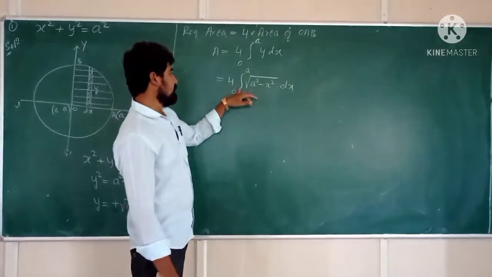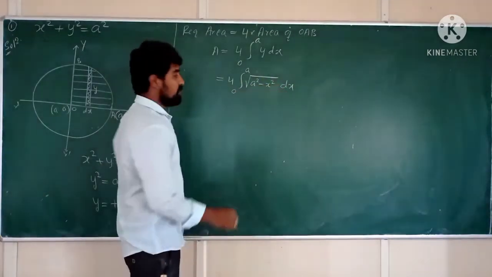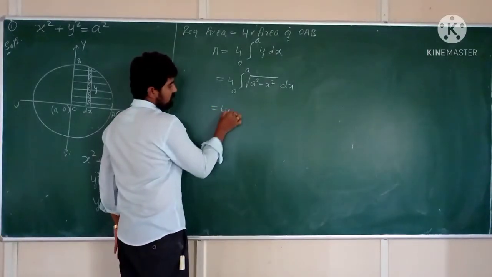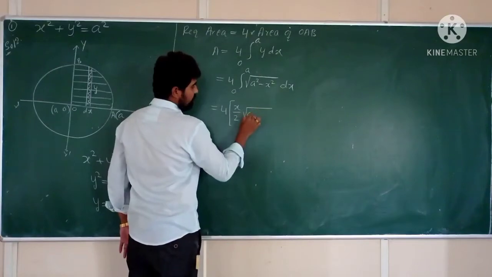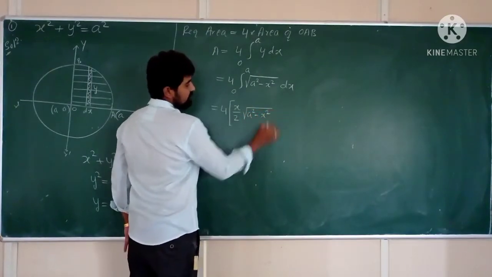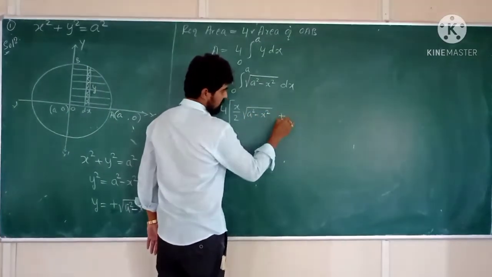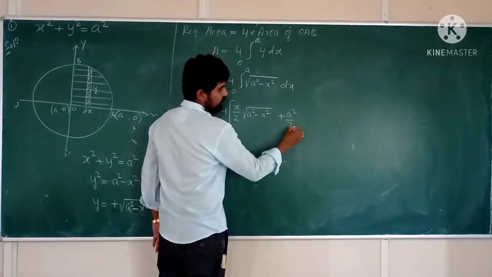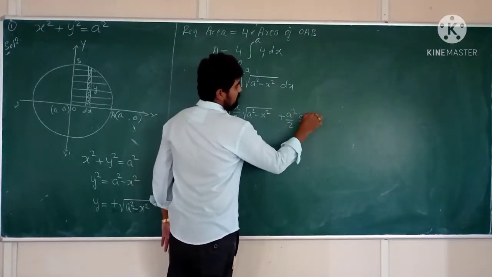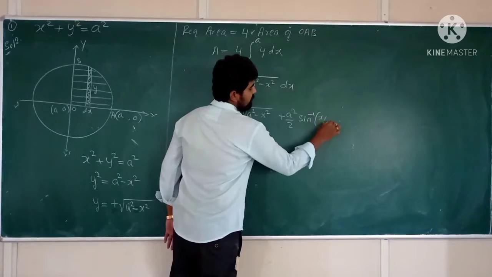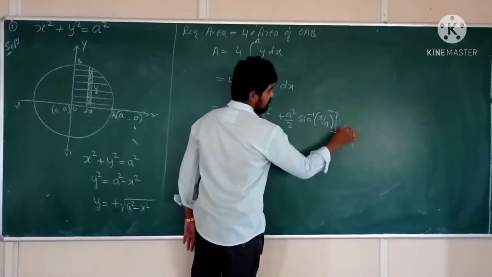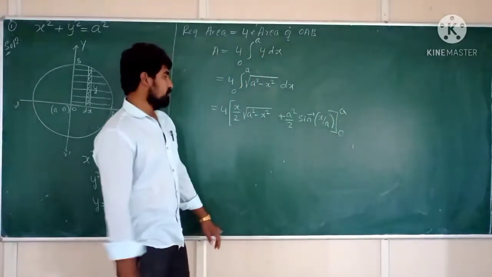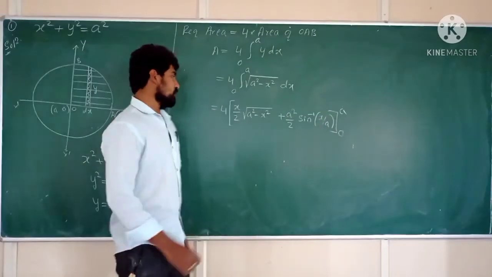We know that integration of square root of a square minus x square formula is what? x by 2 into square root of a square minus x square plus a square by 2 into sin inverse of x by a, over the limits 0 to a. Now we need to apply upper limit minus lower limit.